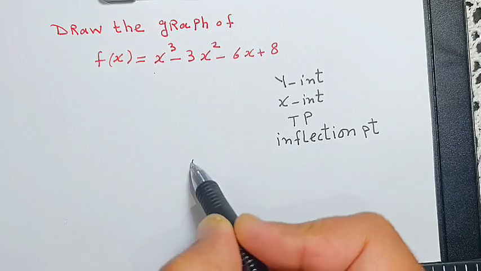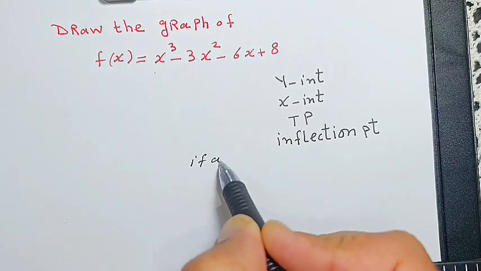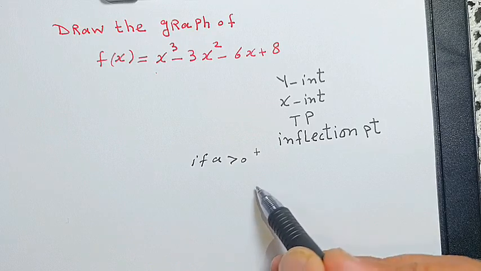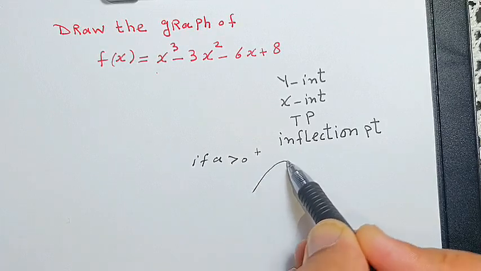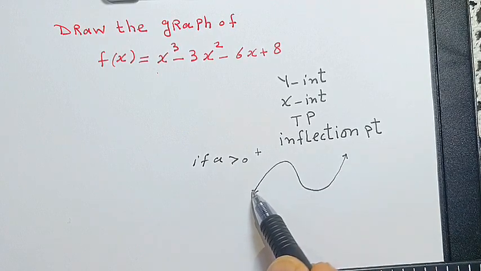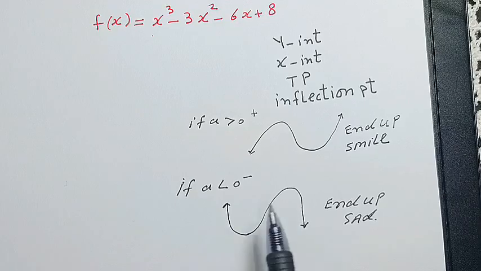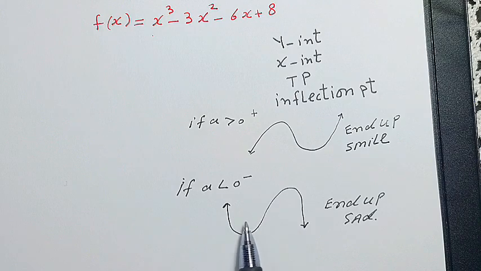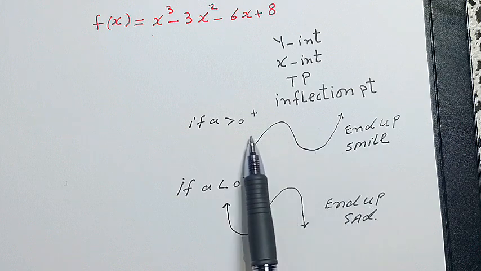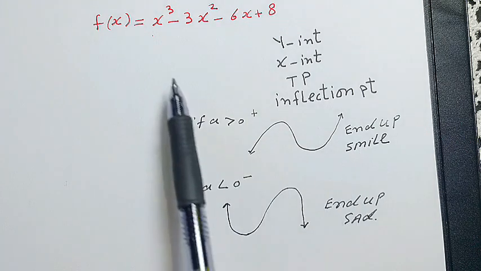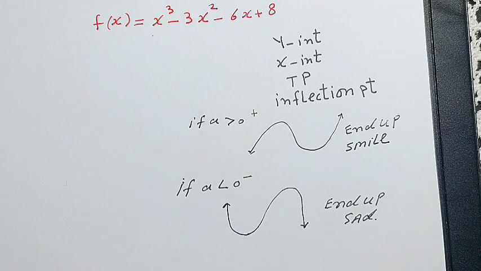So if a is greater than 0, which means positive, then the graph starts sad and ends up smile. If a is less than 0, which means negative, then the graph starts smile and ends up sad. So now we are busy with this one where the graph is positive. But just remember, if it's positive, end smile; if it's negative, end sad.